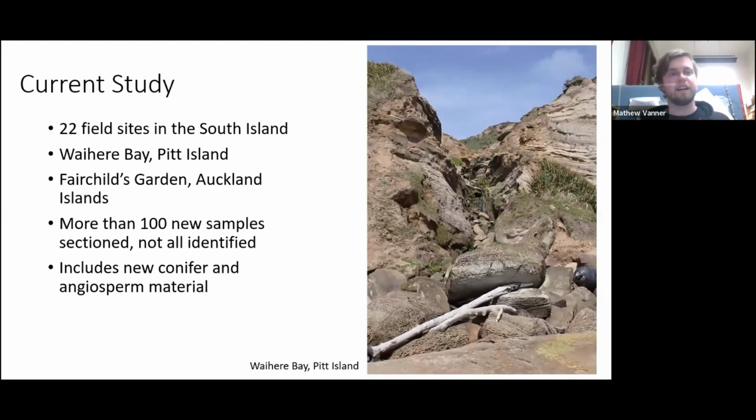So in my current study, I looked at 22 field sites from the South Island, as well as Waihiri Bay and Pitt Island, and Fairchild's Garden on the Auckland Islands, apologies. And I looked at more than 100 new samples. Not all of them, however, were identified. Occasionally you pick up a sample which just isn't well enough preserved to be able to say anything relevant about it. And this study includes both new coniferous and new angiospermous material.